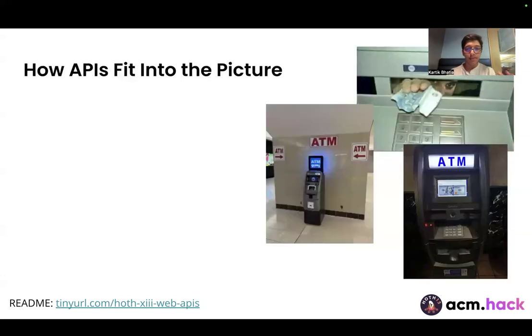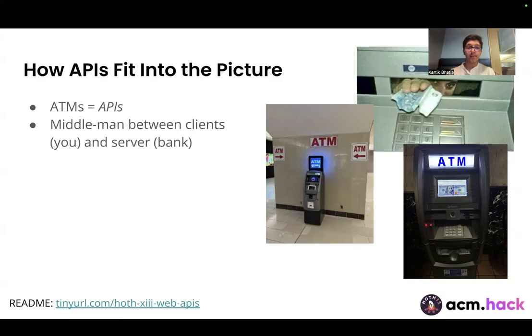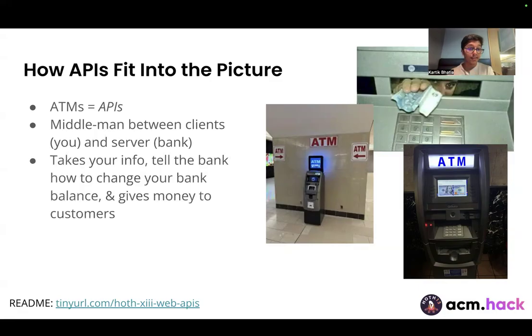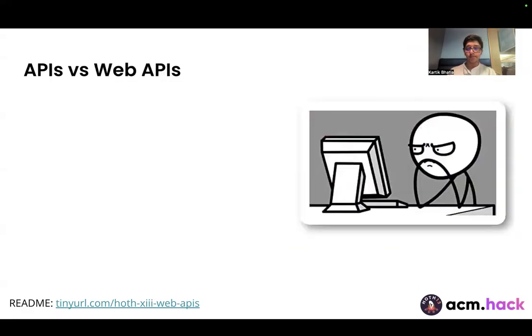So how do APIs fit into this whole analogy? Well, the ATM is the API. It's sort of a middleman between you and the bank, or the clients and the server. The ATM takes your info, it tells the bank how to change your bank balance, and then gives money back to the customers, or takes their money, depending on what you want to do. So that's how APIs in general work.